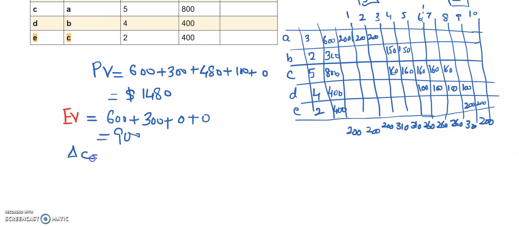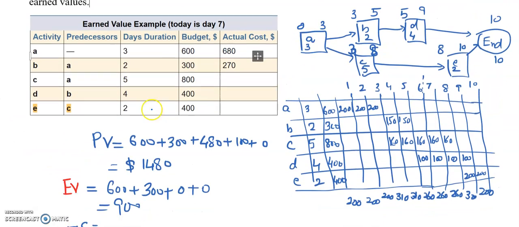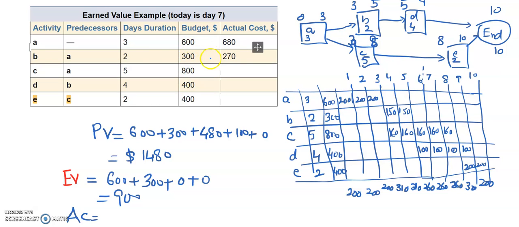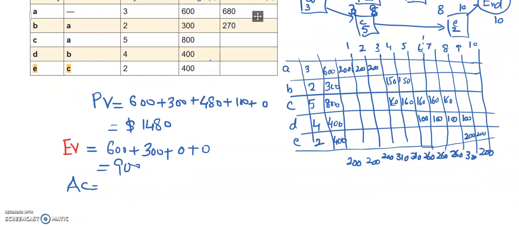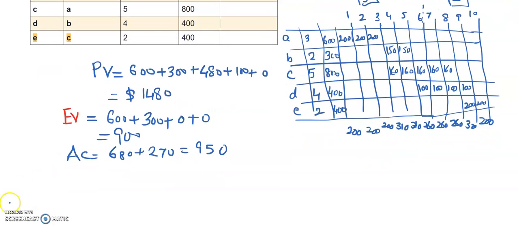So the actual cost is given. Actual cost is given as 680 plus 270. So it will be 950. So by this we can calculate the cost variance and schedule variance.